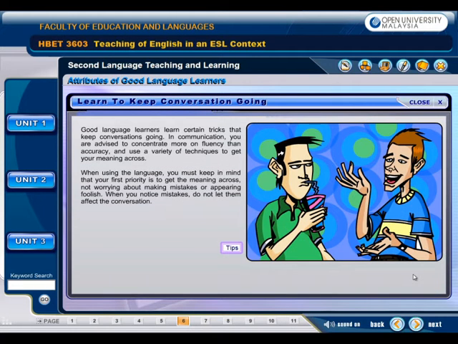Good language learners learn certain tricks that keep conversations going. In communication, you're advised to concentrate more on fluency than accuracy and use a variety of techniques to get your meaning across. When using the language, you must keep in mind that your first priority is to get the meaning across, not worrying about making mistakes or appearing foolish. When you notice mistakes, do not let them affect the conversation.